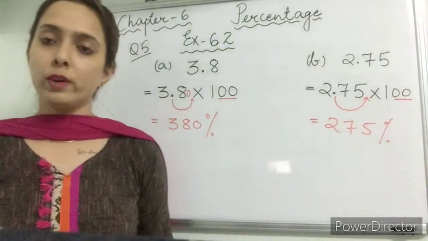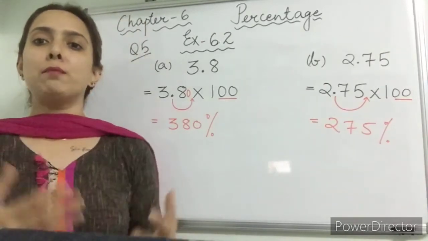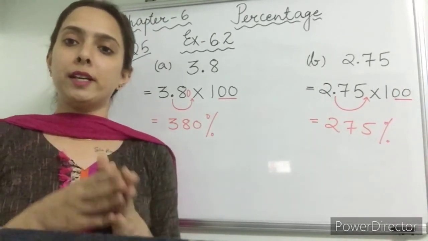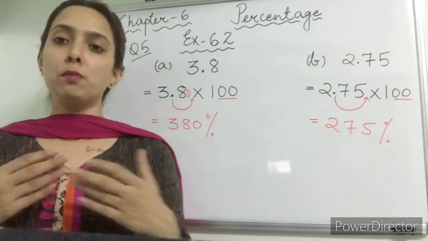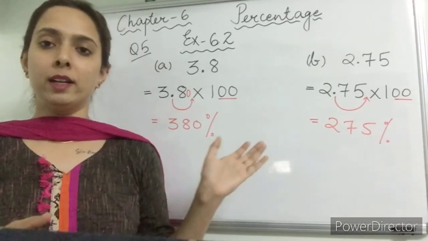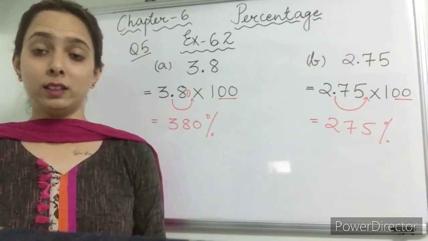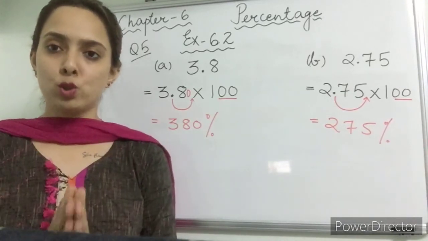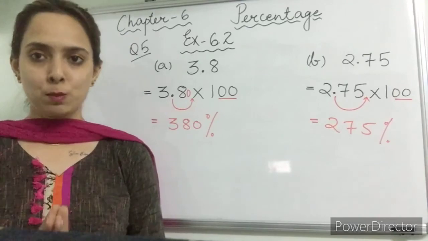What are we going to do when a decimal number is given to us? Simply, if the question says convert the decimal numbers into percentage, simply multiply the decimal number by 100 and shift the decimal and write down the answer like this. So this is exercise 6.2. Let's go for exercise 6.3.